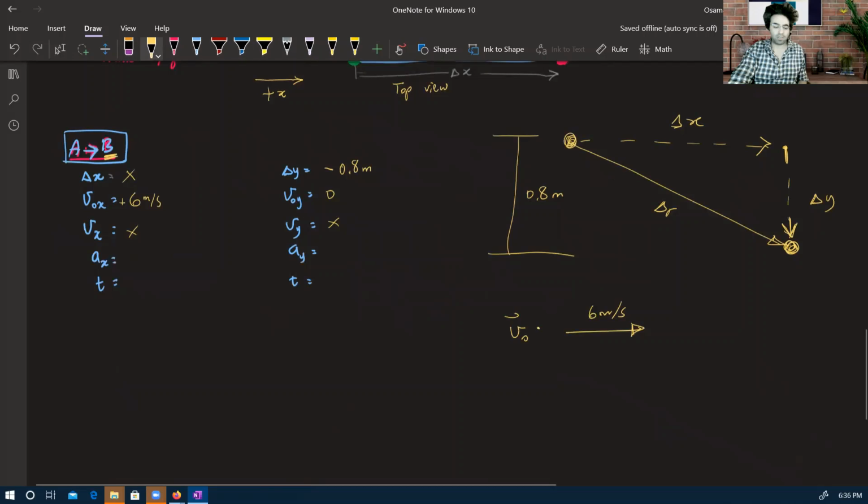So this was the initial velocity vector. This was the displacement vector. The final velocity vector, I don't know. But the acceleration vector is definitely in this direction, right? It's g downwards.